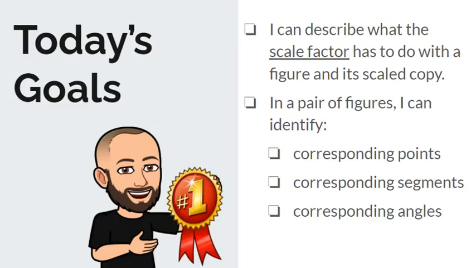So we identified corresponding points. We talked about how those match up on things, corresponding segments, and corresponding angles, and how those work together to help us find the scale factors, whether they are actually a scaled copy. So we are all set for today.